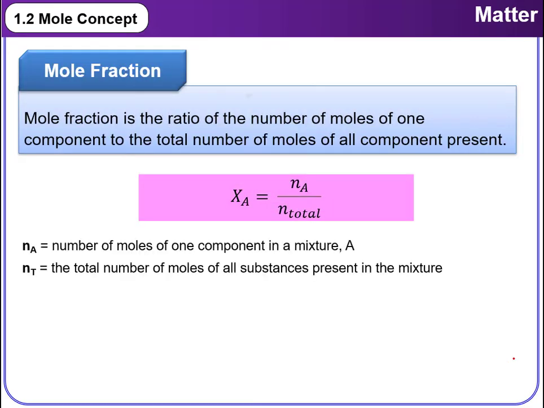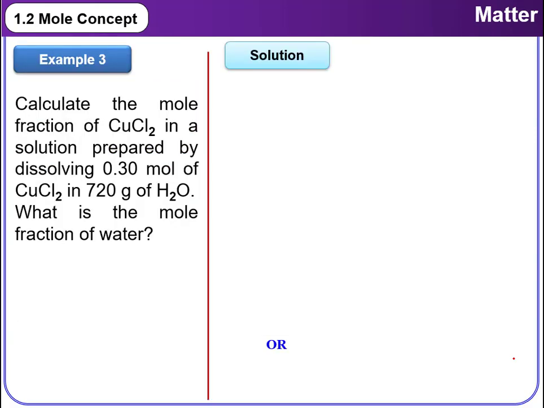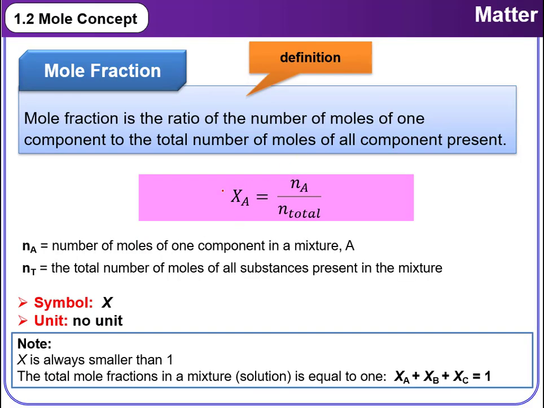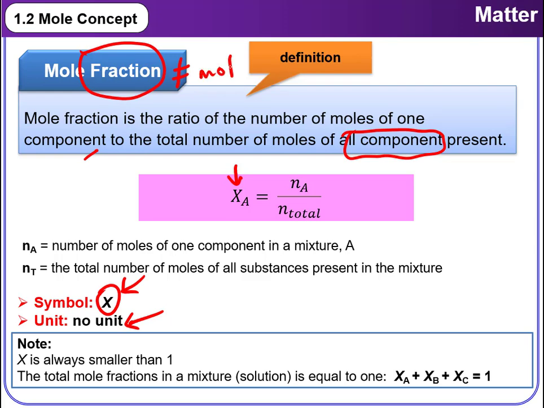Next is the mole fraction. What is the symbol of mole fraction? The symbol for mole fraction is capital X. What is mole fraction? Let us go to the definition first: the mole fraction is the ratio of the number of moles of one component to the total number of moles of all components present. The symbol is X, remember, and it has no unit. The mole fraction is not equal to the number of moles.